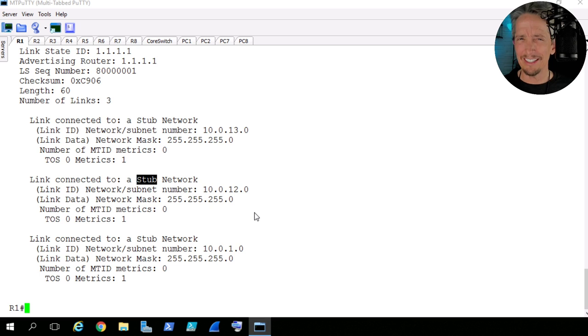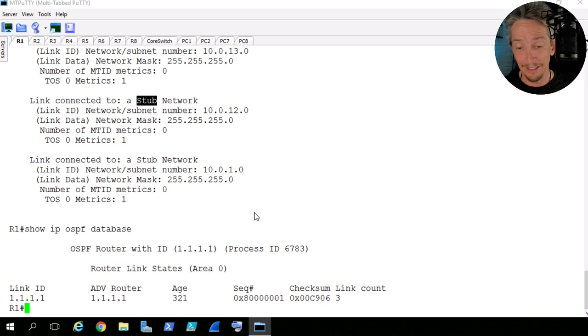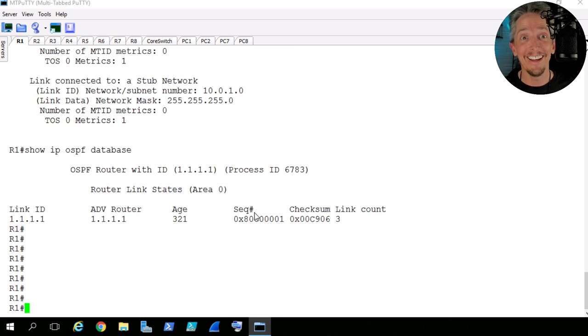It says that each of those is a stub. Now, what this means is that nobody else is out there. It means I'm the only OSPF speaker on this network. And that's the reason that if it's a stub, meaning there's nobody else on this network segment, it won't bother generating an LSA type 2 at all. And that's why we don't see it in the database. If we do a show ip ospf database again, it's pretty thin. Just one type 1 LSA from router 1 talking about its links.